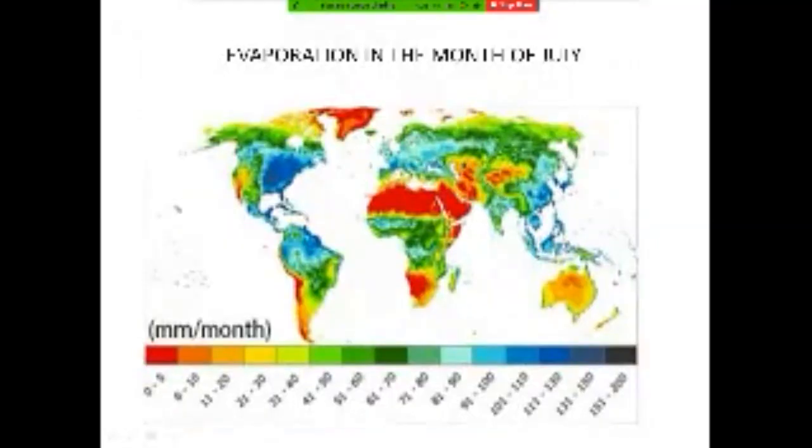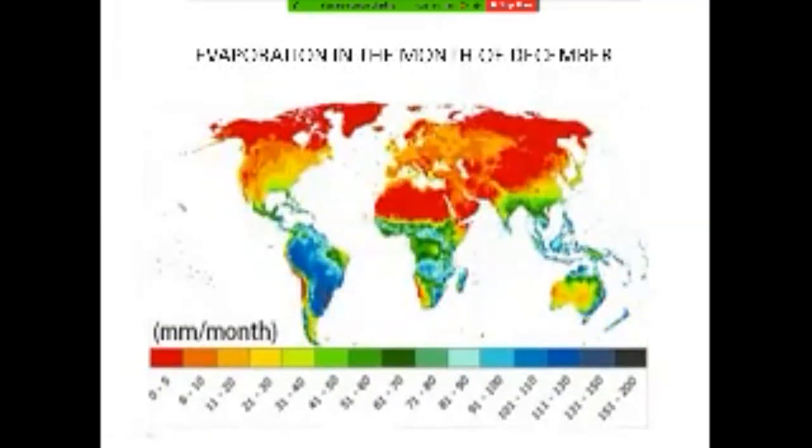So this is evaporation throughout the world in the month of July. If you observe, you see different colors showing where the evaporation is more and where it is less. Based on the colors, you can identify them. This is evaporation in the month of December throughout the world.